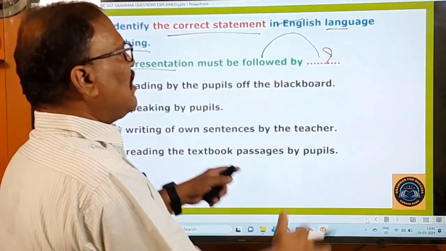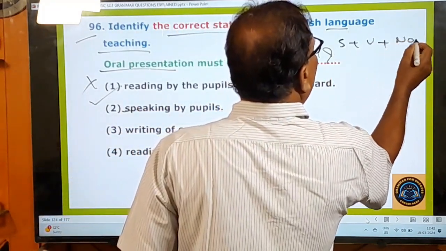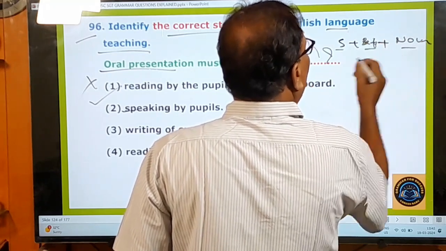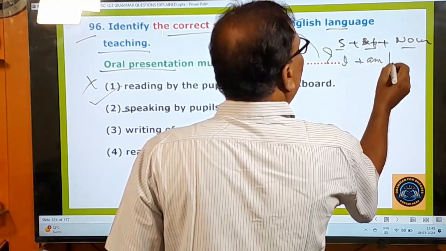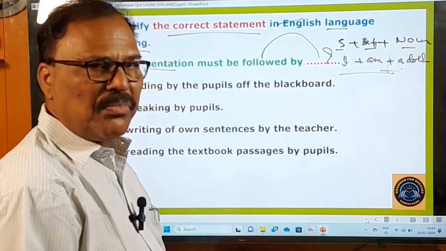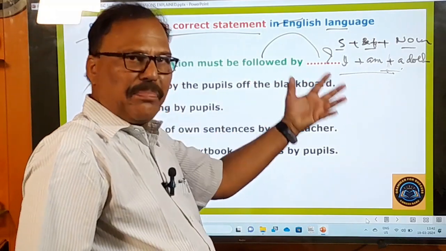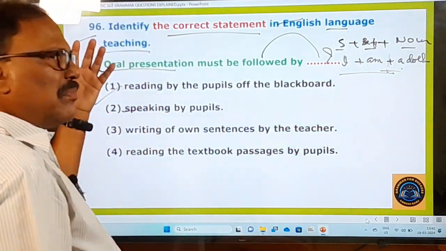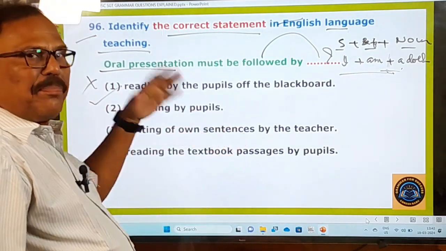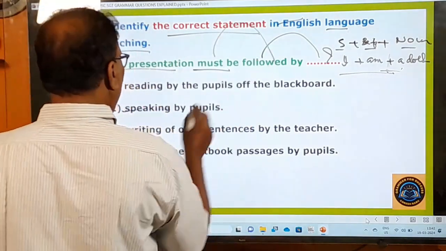Suppose some sentence is practiced: subject, verb, noun. Subject, be form, noun. So I am a doctor. Some sentences are practiced here in the classroom. There's oral presentation, so the students are given adequate practice. After that, what should the children do? They should speak it outside. After practice, they should speak it. So that's why oral presentation must be followed by speaking by pupils.